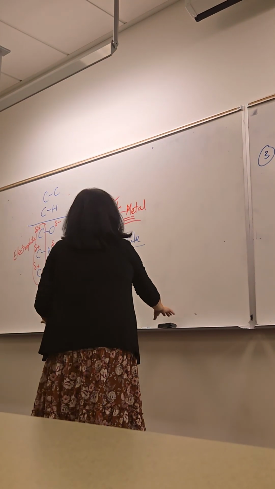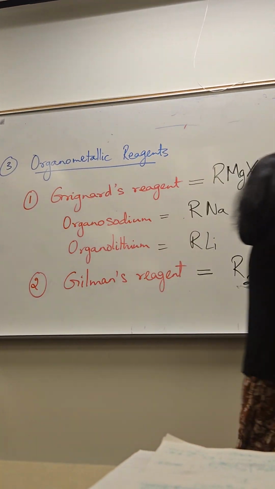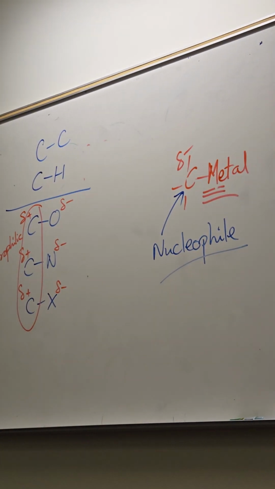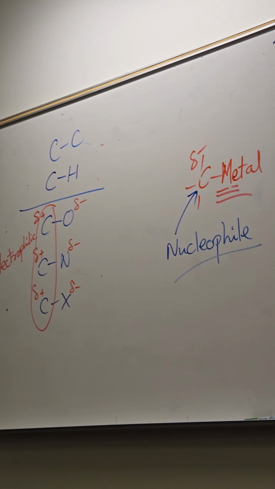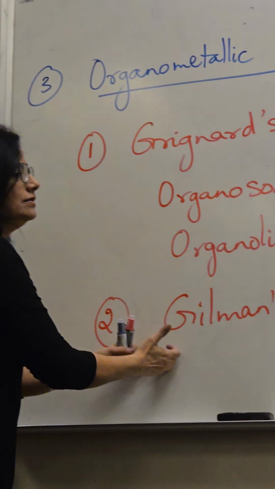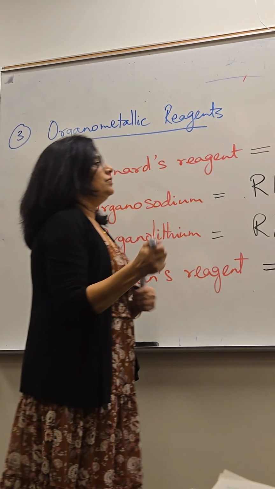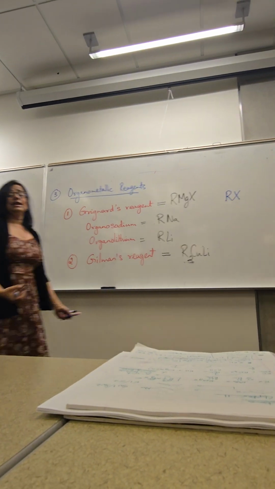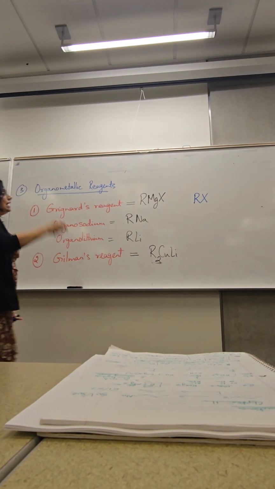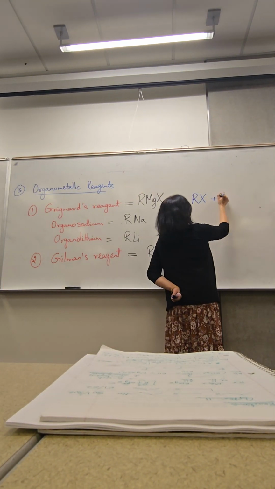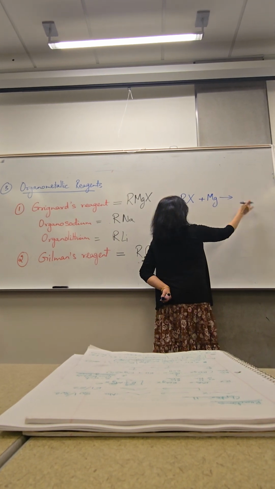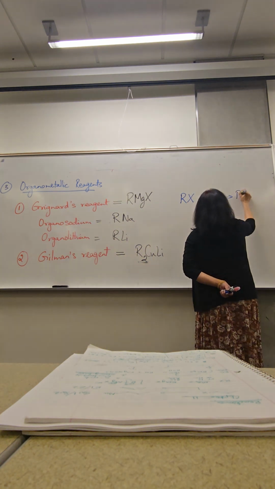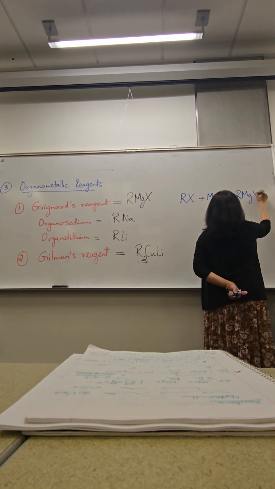So we are not looking at the reactions of the organometallic reagents. What we are looking at, though, is how do we make them? And that's what you will also do in lab a few weeks later. How do we make these reagents? All of these reagents come from alkyl halides. If I react an alkyl halide with magnesium metal, it inserts itself between the R-X bond and produces Grignard's reagent.